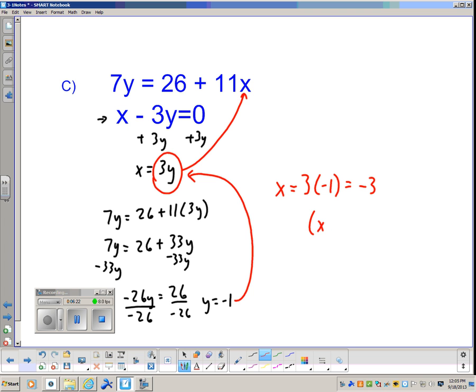To write the ordered pair out, remember it's going to be xy. So my x value there is negative 3. My y value is also negative 1. So there it ends up being solved. And again, if you were to graph these out, that would be the point where the two lines intersect. So that is our solution, negative 3, negative 1.